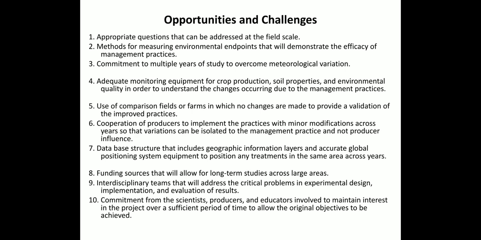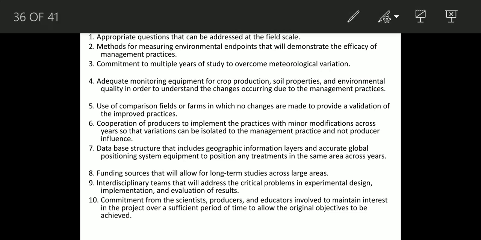Then, the use of comparison fields or farms in which no changes are made, to provide validation of the improved practice. Cooperation of the producer to implement practices with minor modifications across the year is also a major opportunity. Funding is also a major concern, especially for farmers. Then, interdisciplinary teams to address critical problems in the experimental design, implementation and evaluation of results. And the final opportunity or challenge is the commitment from scientists, producers and educators involved to maintain interest in the project. These are the major opportunities and challenges of precision agriculture in India.